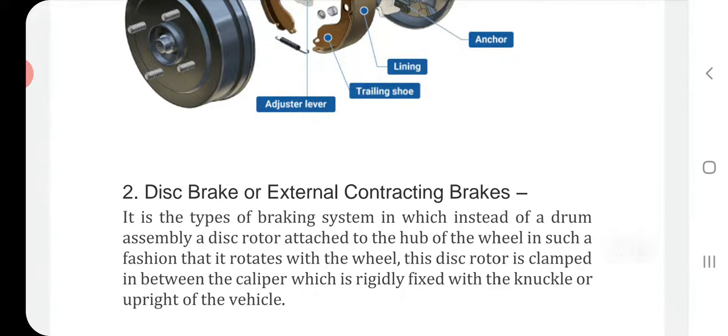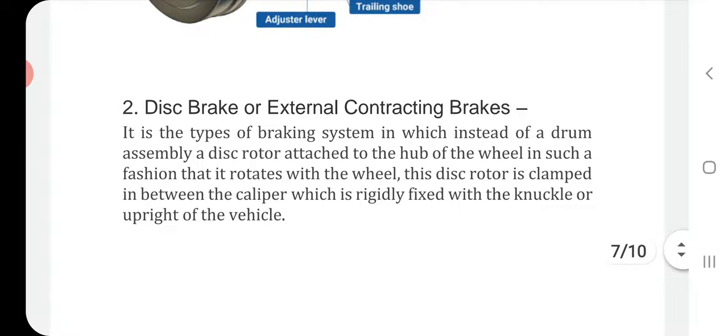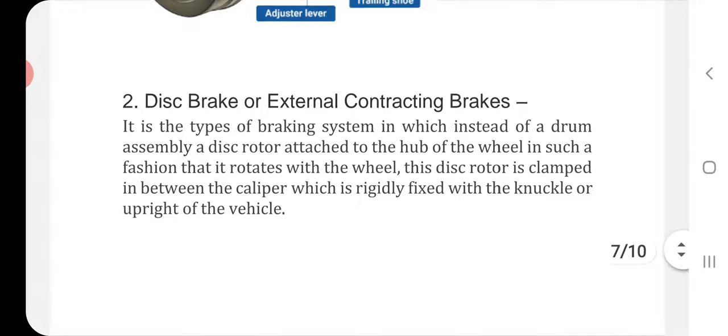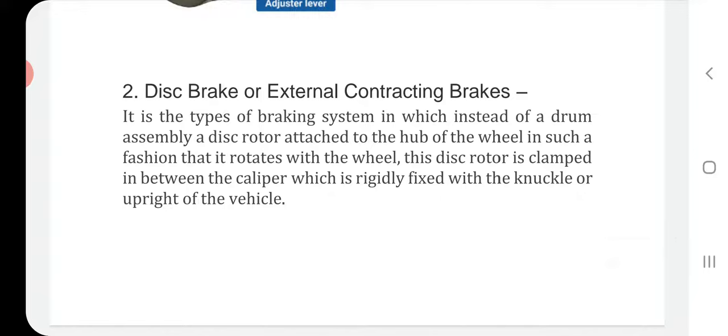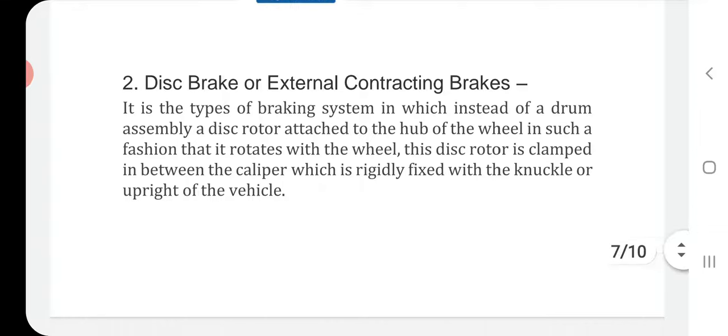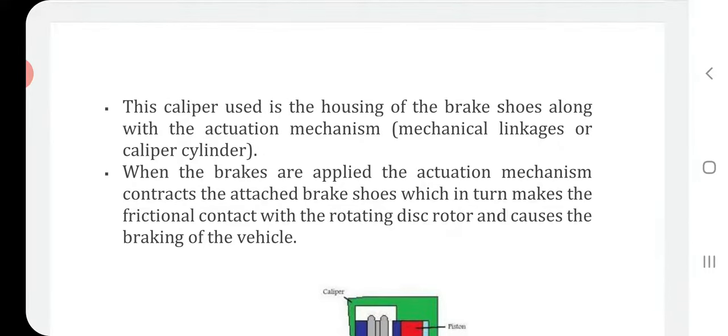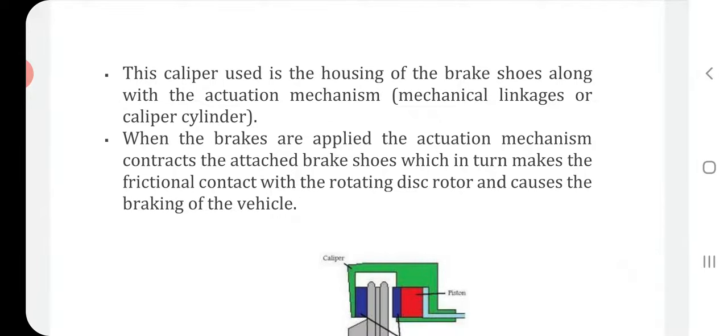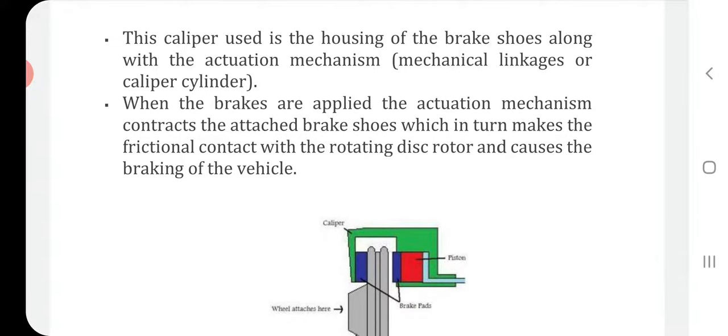So now we'll move to the disc brakes. These are the newer type of brakes, and you can see them in bikes and some bicycles also. Now they are coming with disc brakes. It is the type of braking system in which, instead of a drum assembly, a disc rotor is attached to the hub of the wheel in such a fashion that it rotates with the wheel. This disc rotor is clamped in between the caliper, which is rigidly fixed with the knuckle or upright of the vehicle. The caliper is the housing of the brake shoe along with the actuation mechanism. When the brakes are applied, the actuation mechanism contracts the attached brake shoes, which in turn make frictional contact with the rotating disc rotor and cause the braking of the vehicle.